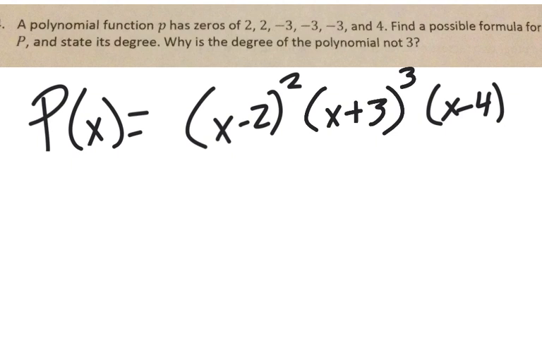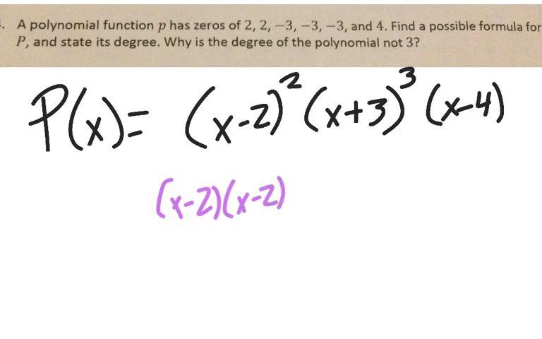So here it is. Here's the possible formula. And what would its degree be of this polynomial? If you think about it, I have 3 factors, but this factor is happening 2 times, this one 3 times. So if I were to write this out, and again, you don't have to write this out, I'm just using this as an example.